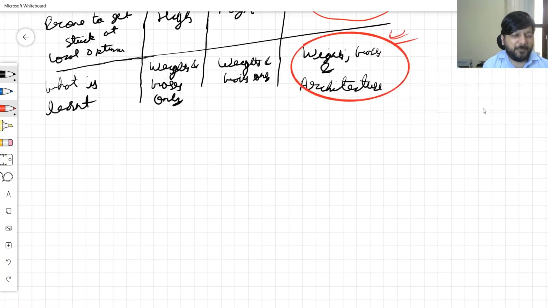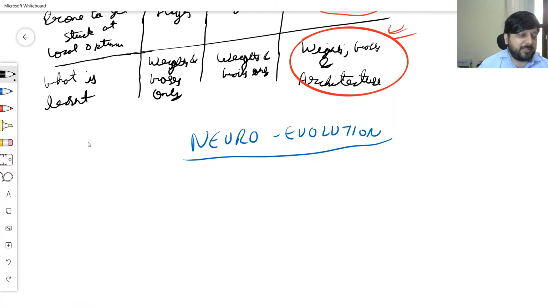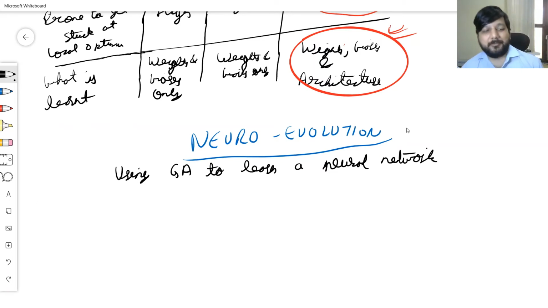So my motivation over here is called Neuro-Evolution, which means using a genetic algorithm to learn a neural network. And of course, I'll not be talking about any bit of neural network over here. That's a part of another course. So it's using a genetic algorithm in order to learn a neural network.